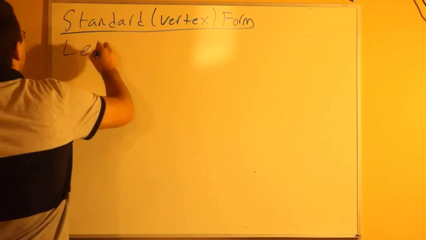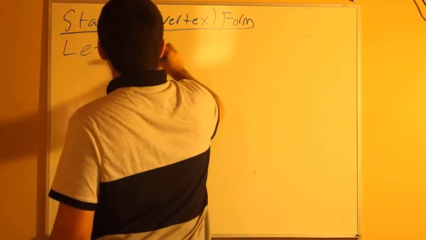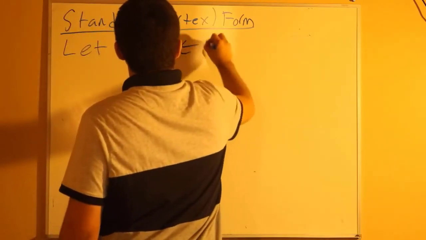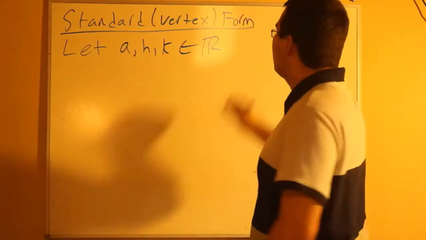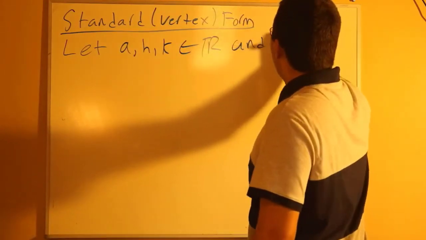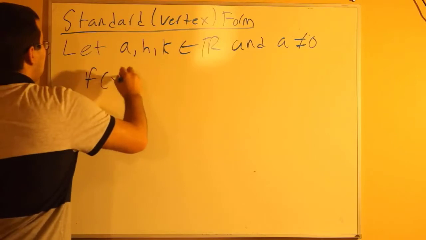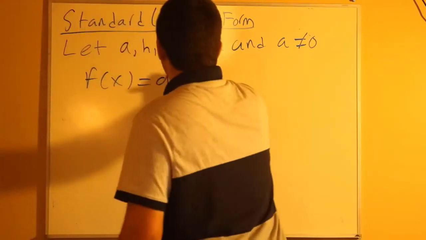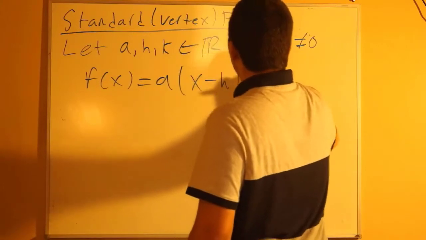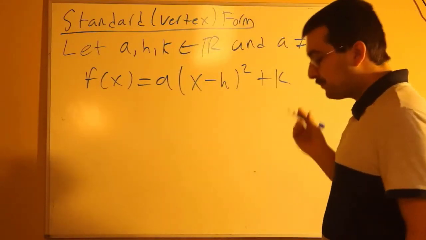So, what does it look like? Well, before we get into it, we've got to define these variables. A, h, and k. We're going to say that these are real numbers. So a, h, and k are real numbers, and as always, a can't be 0. Alright? Well, with that out of the way, then we can say that vertex form looks like this. f of x equals a times (x minus h) squared plus k. That is vertex form.